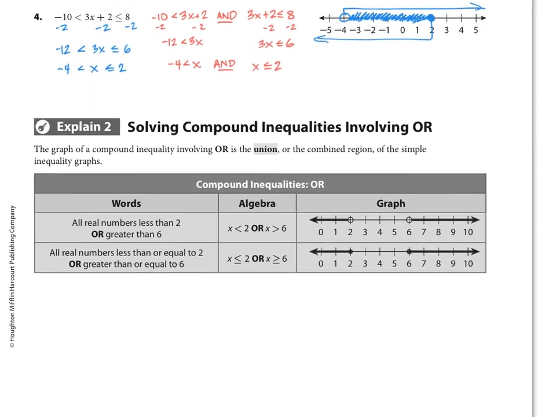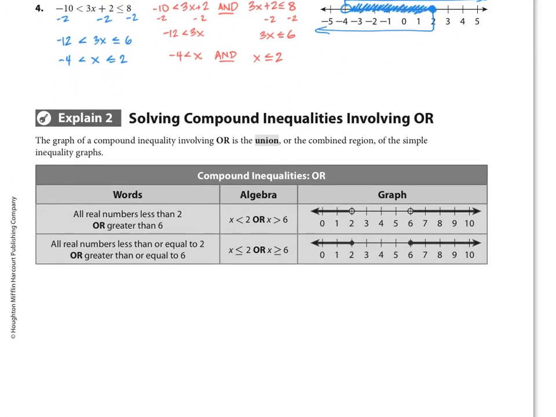Let's move to the word "or." Here are some reference problems down below. Read through that if you need to. The text right above the table talks about what the word "or" does in a compound inequality, and that we're going to do this thing called a union. Think about what union means in regular English, like we're going to combine things together. So we're not looking at an intersection. All we're doing is taking the solution of one inequality and combining it with the solution of the other one.